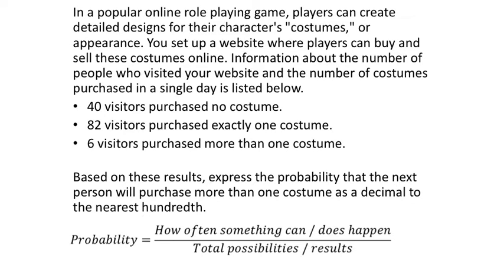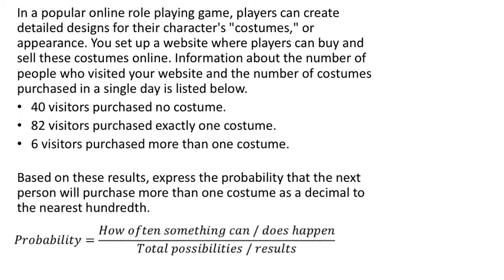82 visitors purchased exactly 1 costume. And then 6 visitors purchased more than 1 costume. Based on these results, express the probability that the next person will purchase more than 1 costume as a decimal to the nearest hundredth. Of course, we're going to start with our fraction. That's the way we're looking at probability to start with. But again, for our fraction, we are missing the denominator, the total number of people that have gone through, I guess, this online shop.